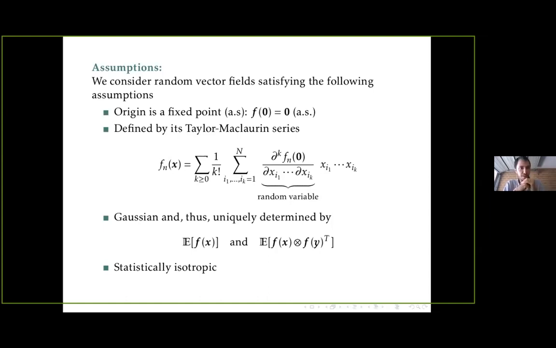Okay, the third assumption we have is that we consider Gaussian fields, which come with a lot of benefits technically. One of the benefits is that we can define our field just from the mean function and the covariance function. And the final assumption is this rotational invariance in the statistical sense that we introduced just before.